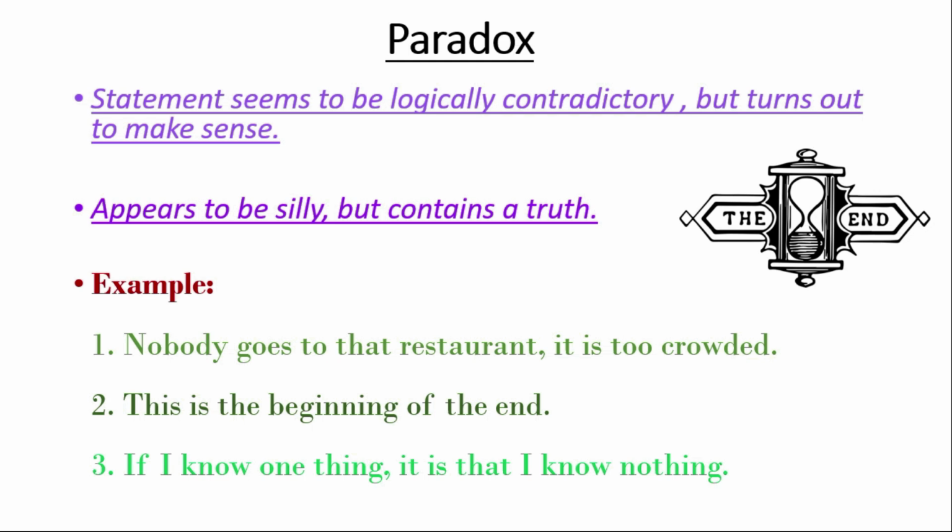The first one. Nobody goes to that restaurant. It is too crowded. So first when you look at it, you'll be like, what? If nobody goes, how can it be crowded? What the person wants to say is, people don't go there because it is always crowded. So initially, logically, it seems contradictory, but it makes sense because people avoid going there because it is too crowded. Do you understand? So that is paradox. It seems contradictory, but then it makes sense.